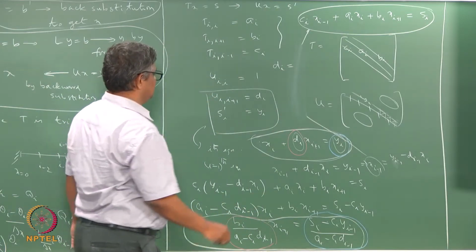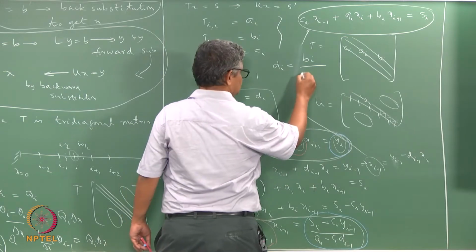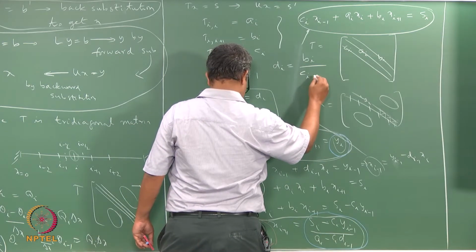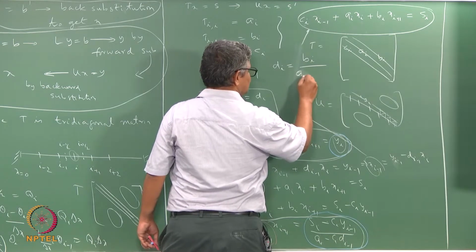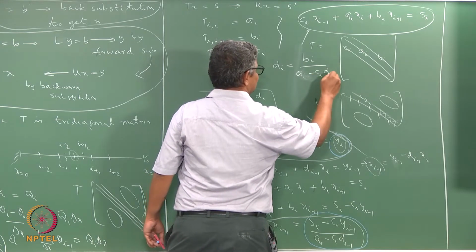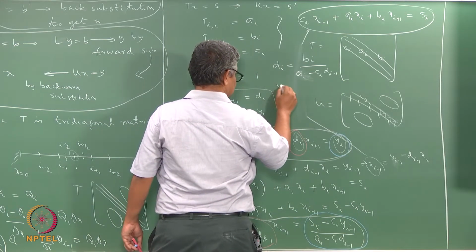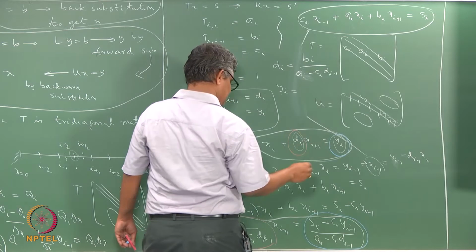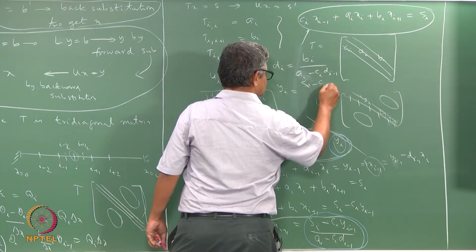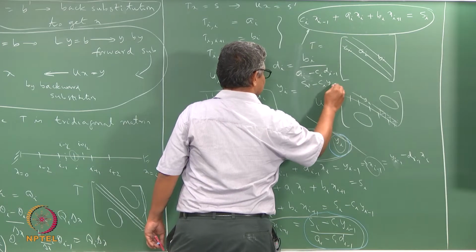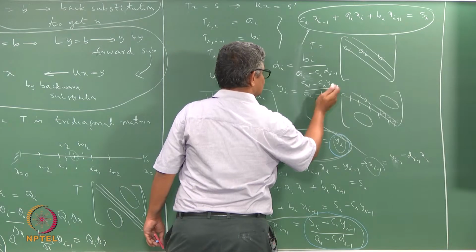Di is bi by ai minus ci di minus 1, and yi is si minus ci yi minus 1 divided by ai minus ci di minus 1.